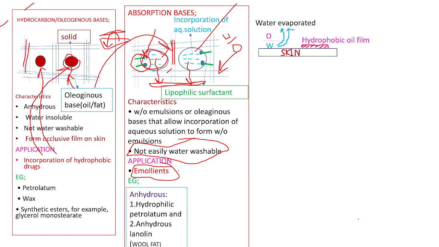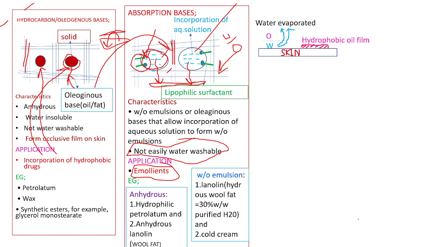Examples of this are the anhydrous ones. What are the anhydrous ones? Hydrophilic petrolatum, and next is anhydrous lanolin, which we can also call wool fat. Next are water in oil kind of emulsions. An example is lanolin, which is hydrous wool fat that contains 30% weight purified water. Next is cold cream. Cold cream is also an example of an absorption base.